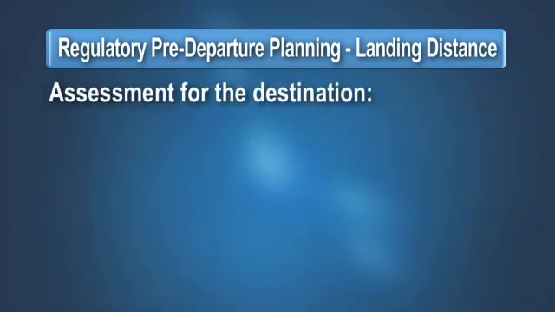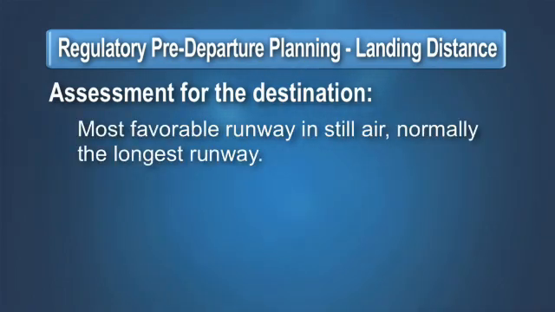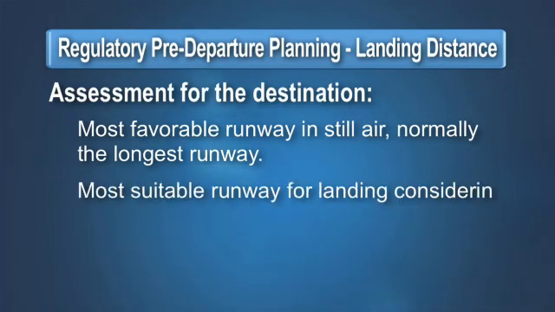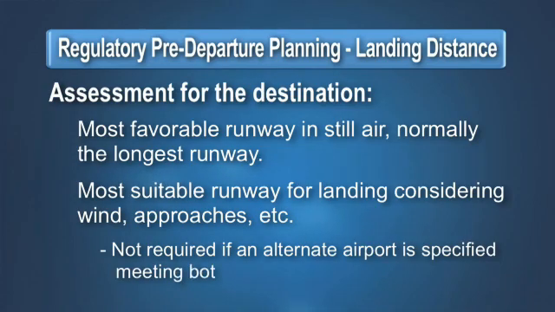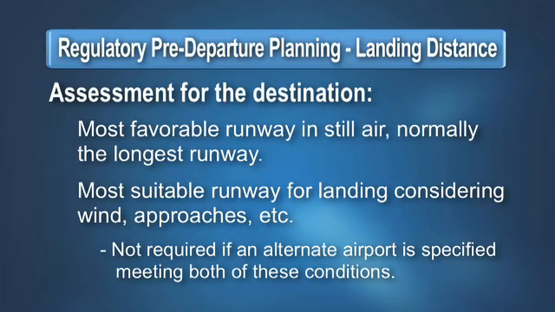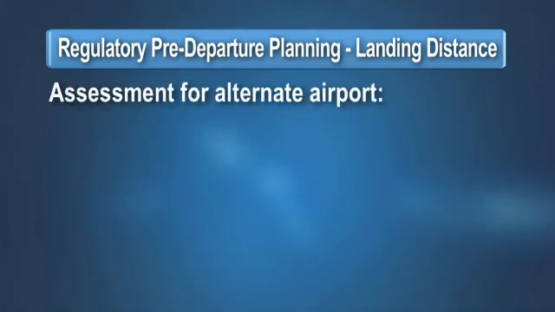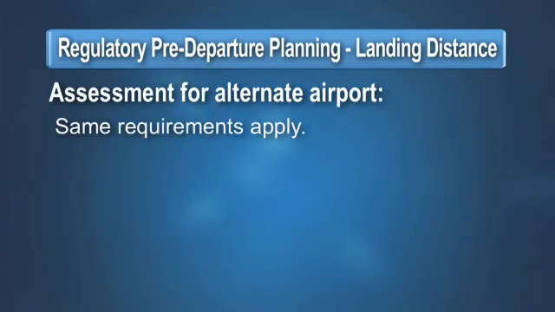At the destination airport, the factored landing distance must be evaluated using the most favorable runway, usually the longest runway in still air conditions, and for the most suitable runway for landing in consideration of wind conditions, instrument approaches available, or other factors that make use of this runway desirable. The evaluation of the most suitable runway is not required when an alternate airport with a runway that meets both of these requirements is designated. These same requirements apply to the alternate airport if one is required.